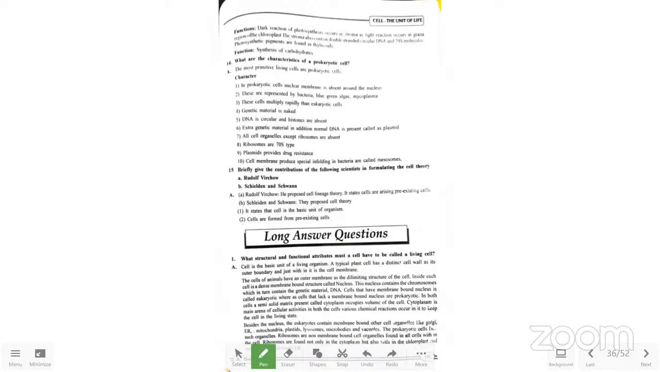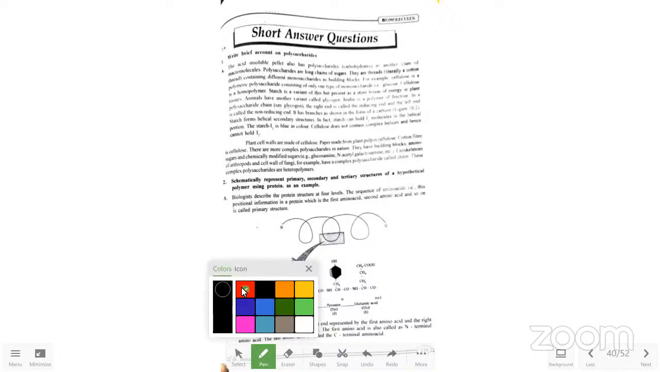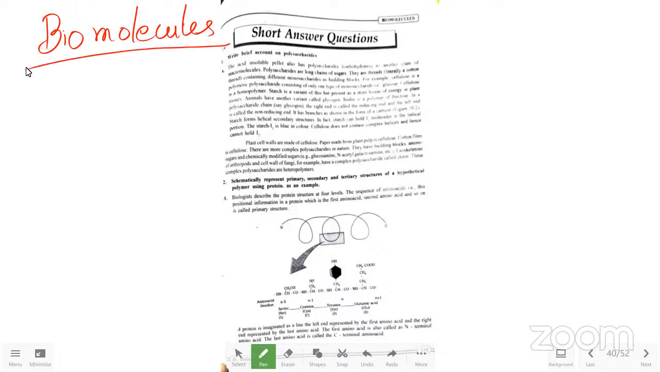Everything was over from this chapter. Now we will go with the 10th chapter, that is biomolecules. So in this biomolecules, what are the questions that we have to learn?